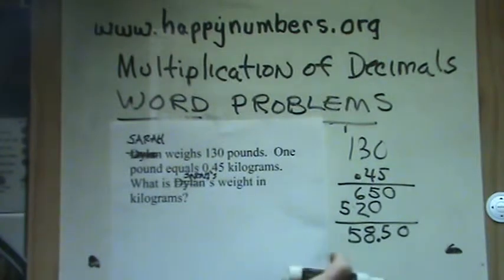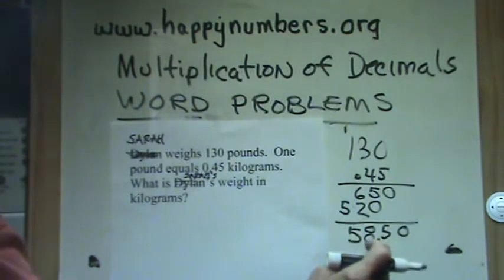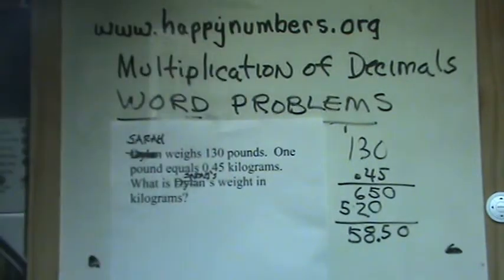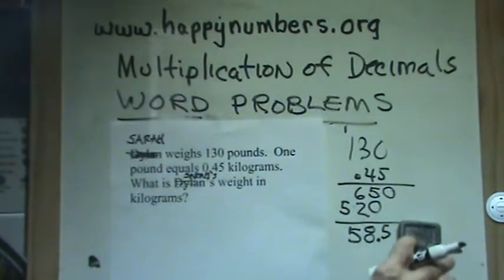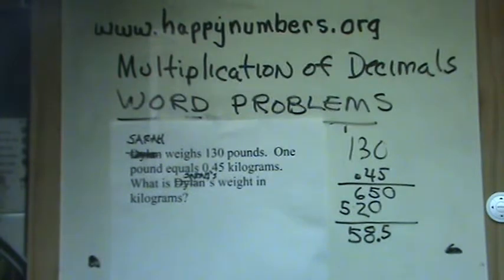So Sarah weighs 58 and 50 hundredths kilograms. Now we know we can take this trailing 0 off. So Sarah weighs 58 and 5/10 kilograms. Well, wonderful.